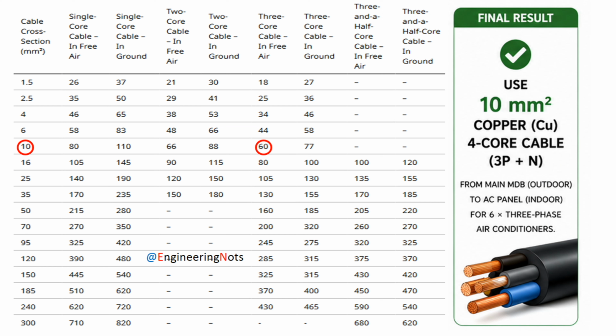Looking at the table, we go to the section for 3 and 4 core cables, because our air conditioners are 3-phase. A 10 square millimeter cable allows us to pass 60 amps through it, so we should choose this cable. No. Why? Because we still haven't considered the temperature correction factor. In other words, the 50 degrees Celsius ambient temperature reduces the cable's current carrying capacity.